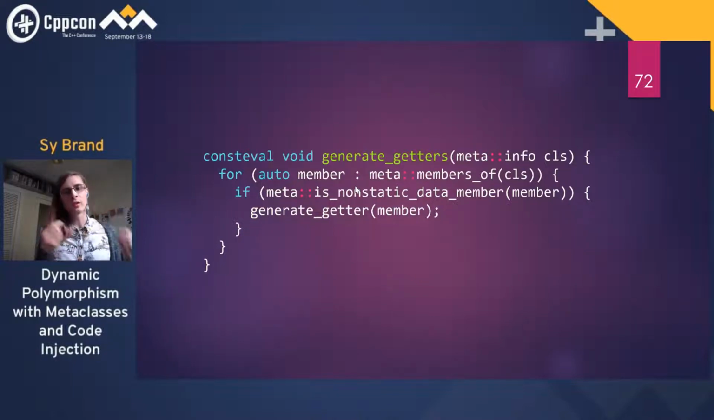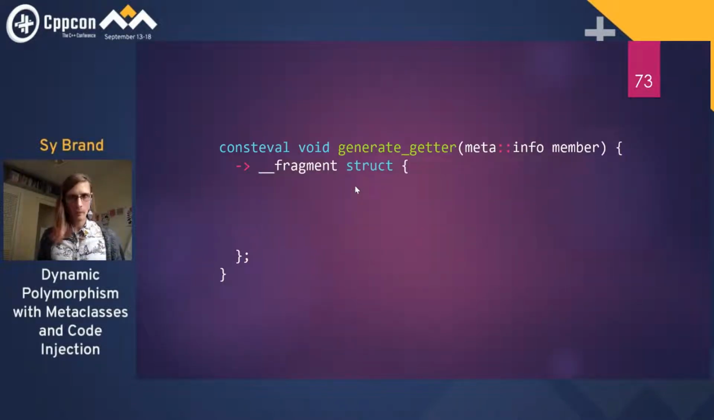And then we loop over all of the members. If that member is a non-static data member, then we're going to generate a getter for it. All right, looping over the members, generating getters for every non-static data member. Okay, inside generate getter is where the magic is. So there's some interesting syntax here.